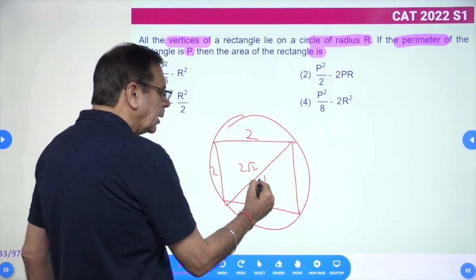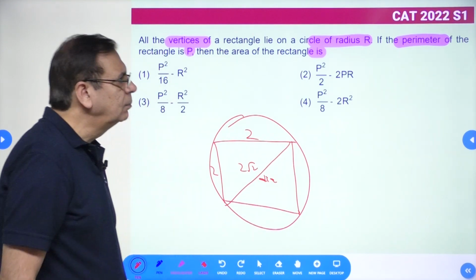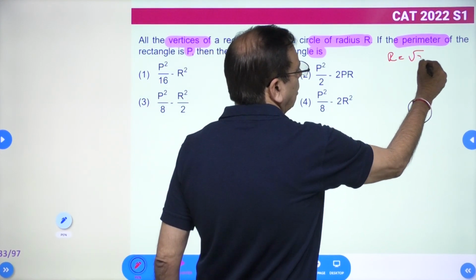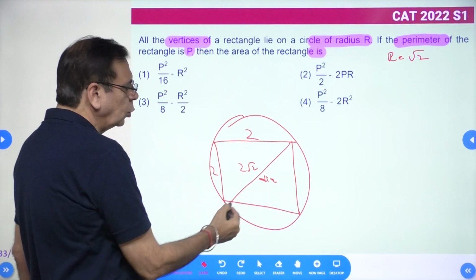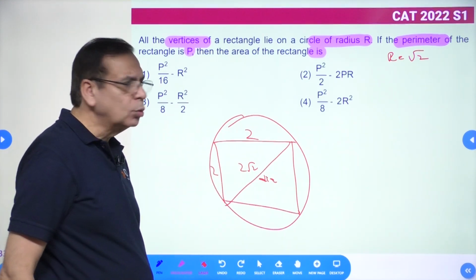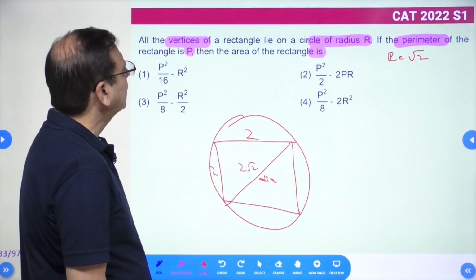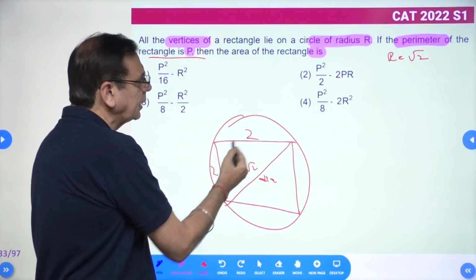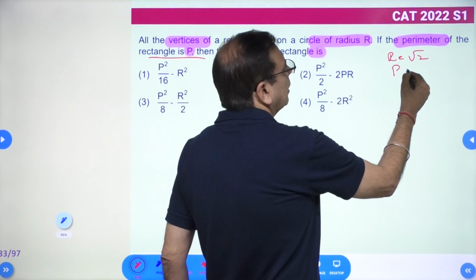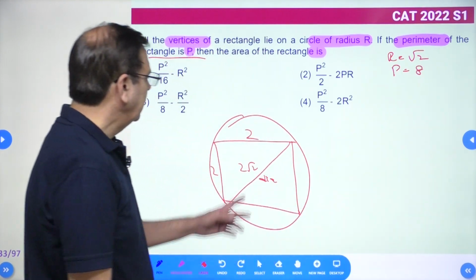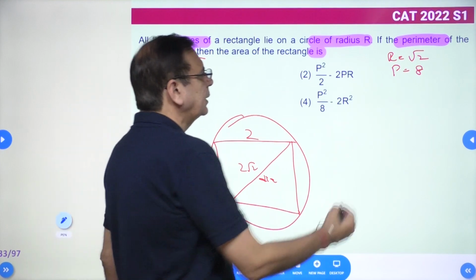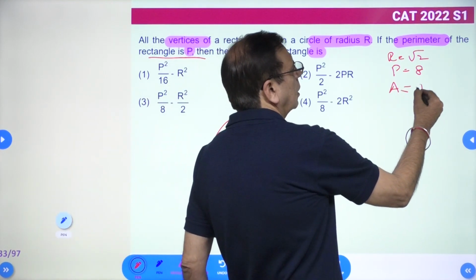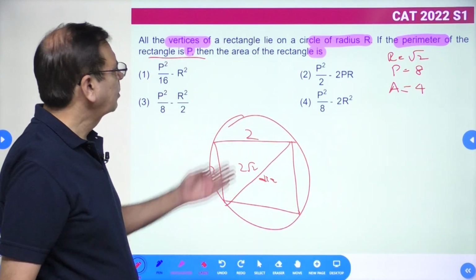But this is also nothing but the diameter of the circle. So what will be the radius of the circle? Radius becomes equal to root 2. Okay. If 2 root 2 is the diameter, radius will be equal to root 2. Okay. And what is the perimeter of the rectangle? Okay. The perimeter of the rectangle is P. Perimeter is 8. So perimeter is equal to 8. Okay. So the radius has come. And what is the area of the rectangle? Area is 2 into 2, 4. Okay. We will just substitute and check.